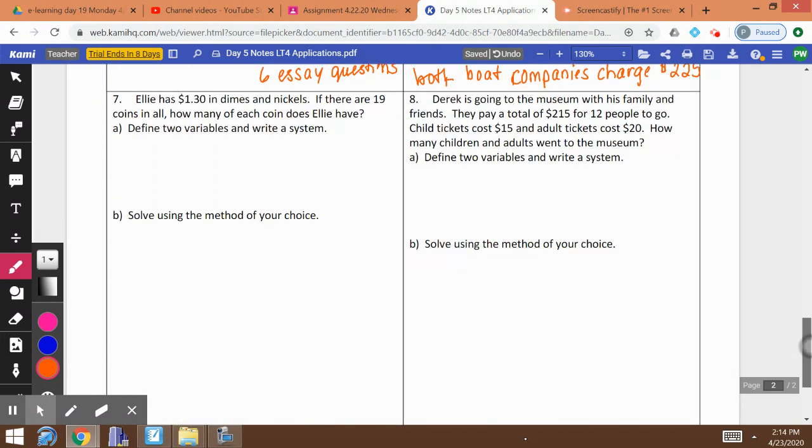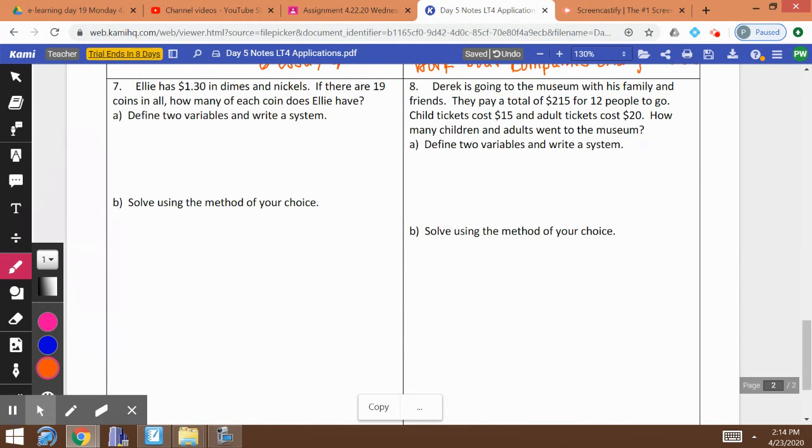All right, let's look at these last two. Again, I'm going to especially talk about the setup, and I'll go a little bit quicker through the solving here. So Ellie has $1.30 in dimes and nickels. If 19 coins in all, how many of each coin does Ellie have? So we want to know how many of each coin. So dimes and nickels. Let's do D is the number of dimes, and N is the number of nickels.